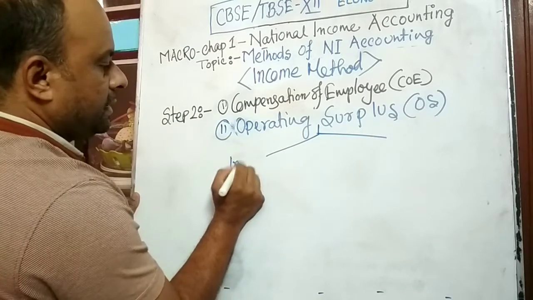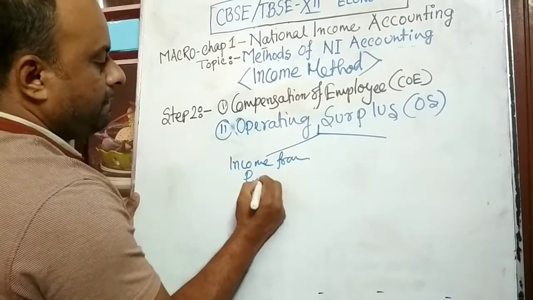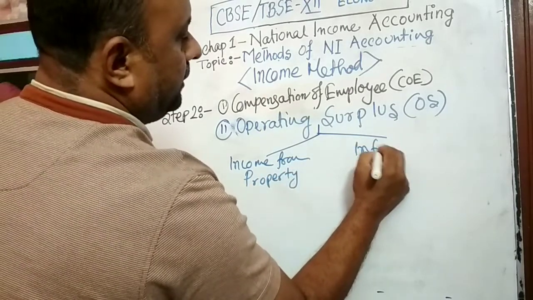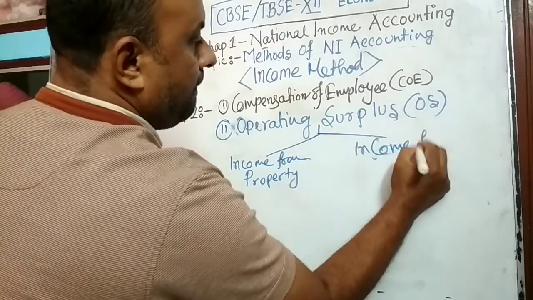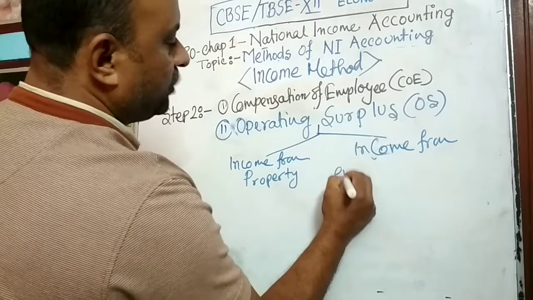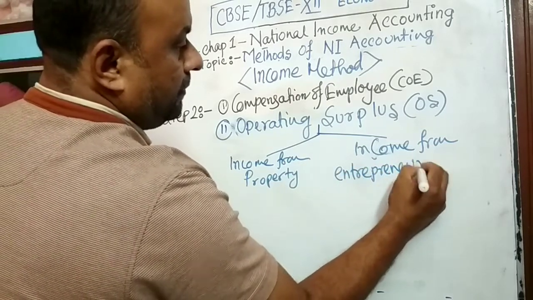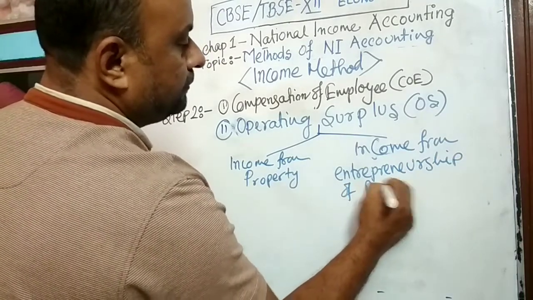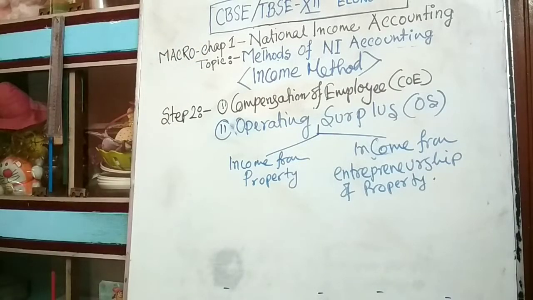One is income from property, another is income from entrepreneurship. Entrepreneurship of property. These are the two categories of operating surplus.